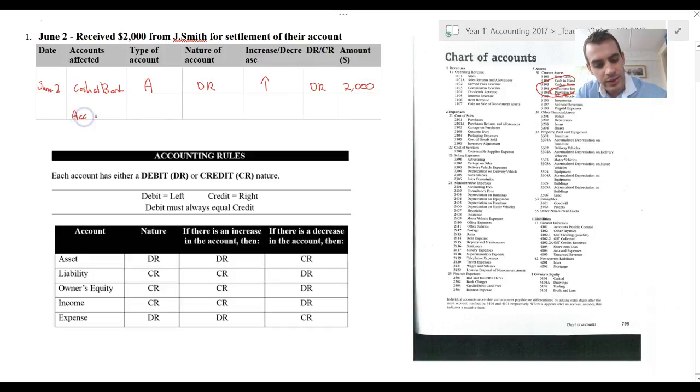The other account affected was accounts receivable. Accounts receivable is also an asset account. Assets by nature are debit, but this time our accounts receivable balance has gone from $2,000 to zero. They no longer owe us money, so our balance has actually decreased. When there is a decrease in an account, the account switches from a debit to a credit. So that's going to be $2,000 credit. You can see here our debits equal our credits.